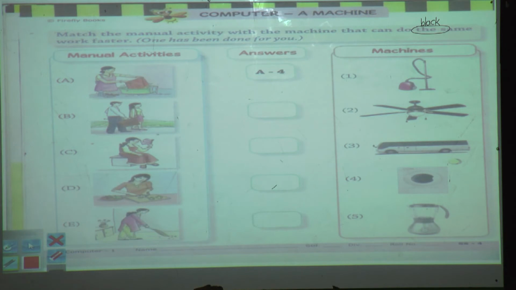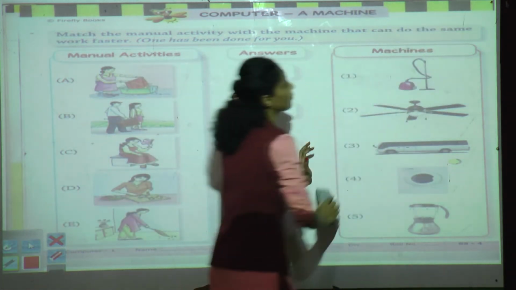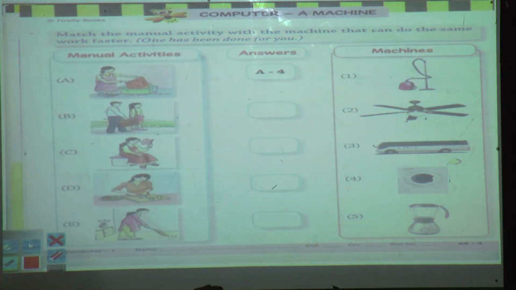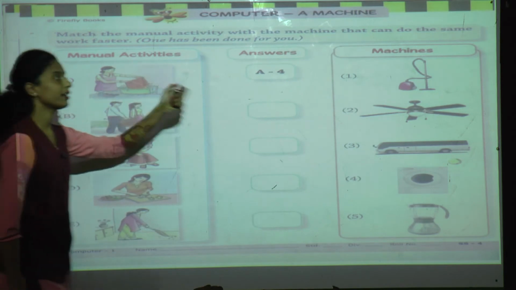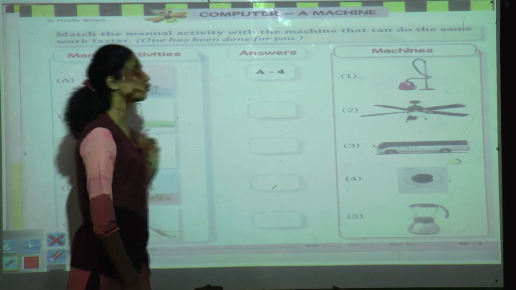Next, match the manual activity with the machines that can do the same work faster. By using manual activity we can work, but why are we using machines? To do our work faster and easier. Now here are the manual activities and what is there here? Here, machines. We have to match these two columns.